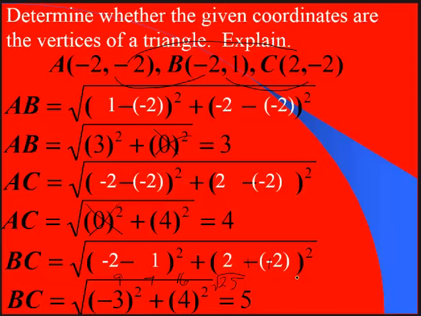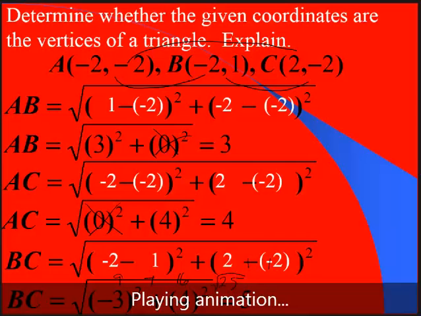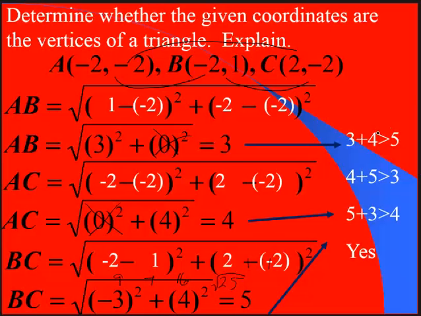Now we have to compare the sum of two of these to the third side. So is 3 plus 4 bigger than 5? Yes. Is 4 plus 5 bigger than 3? Yes. Is 5 plus 3 bigger than 4? Yes. If we say yes to all three of these, then yes, this can be a triangle. If any of these is no, you stop and your answer is no.